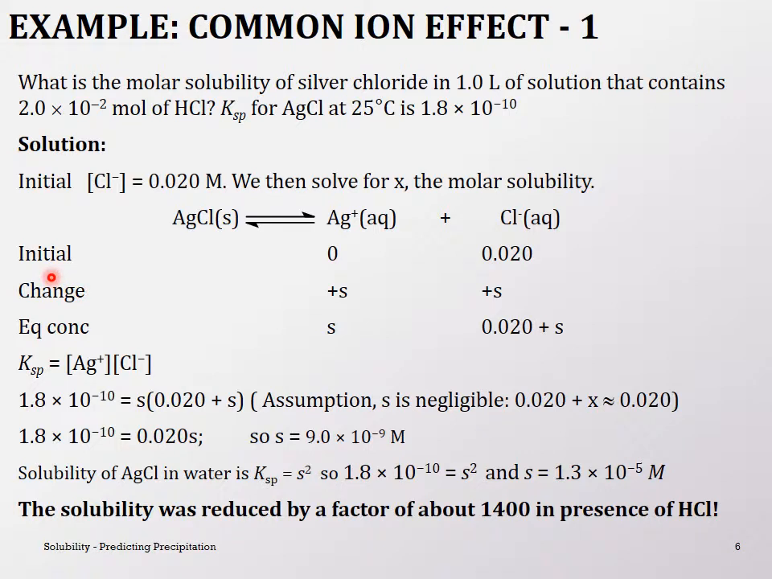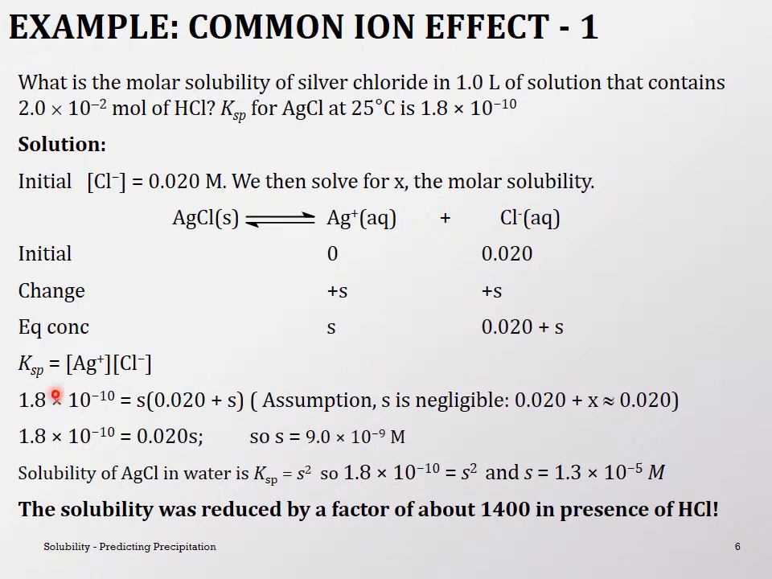So let's look at this. Here is our equation where we have the silver chloride dissociating to give silver and chloride ions. Initial silver is 0, but chloride is already present there. We have 0.02 molar of chloride ions. The change is plus S and plus S, of course, because when you add silver chloride, you are adding more of the two ions. So now the equilibrium concentration is S and 0.02 plus S.